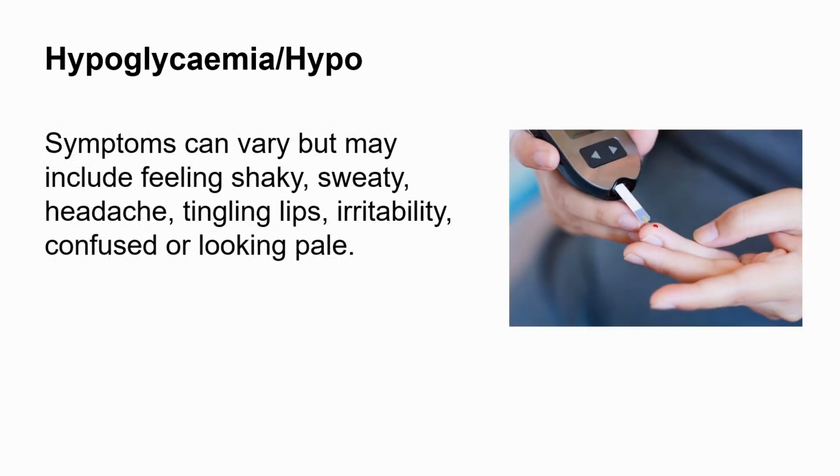When experiencing a hypo, symptoms can vary, but may include feeling shaky, sweaty, having a headache or tingling lips, feeling irritable or confused or looking pale. If you are on a medication that puts you at risk of having a low blood sugar, your GP or practice nurse should have informed you. They may have supplied you with a blood glucose meter and asked you to regularly test your blood glucose levels.